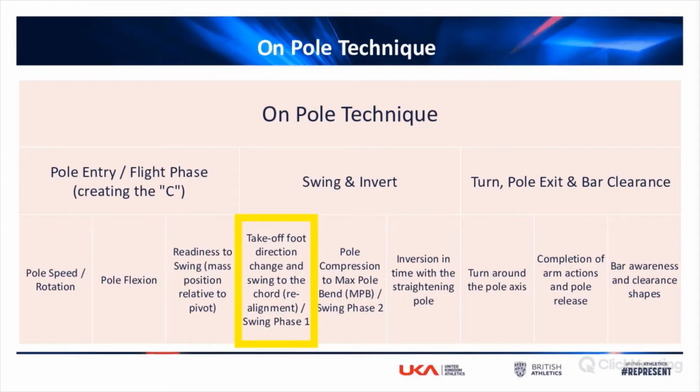So let's start with the first part of the swing, which is when the takeoff foot changes direction and starts to swing through the bottom of the jump to the cord of the pole. And that's where the athlete, from being in that C position, basically realigns their body to a straight position.